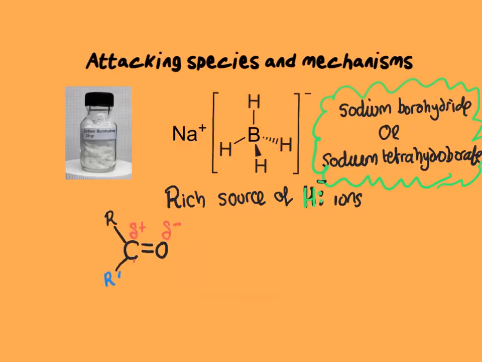Sodium borohydride or sodium tetrahydroborate is a powerful rich source of hydride ions, H- ions. Hydride ions are nucleophiles and they're attracted to the electron-deficient carbon in the carbonyl compound. They attack, donating a pair of electrons, forming a dative covalent bond, and at the same time the pi bond pair of electrons moves onto the electron-deficient oxygen, resulting in a negative charge.